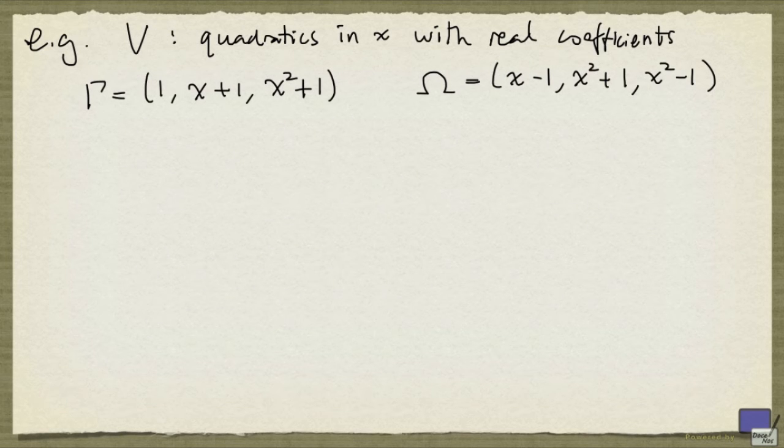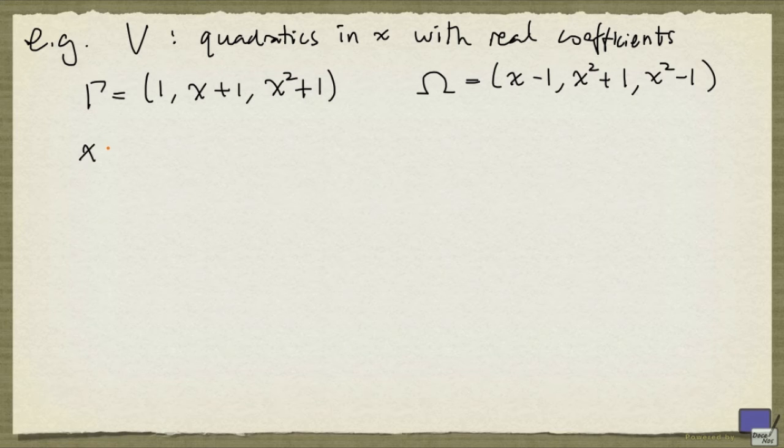Let's now look at an example. Take V to be the vector space of quadratic polynomials in x with real coefficients. And let gamma be this ordered basis here, and omega be this ordered basis here. We're going to find the tuple representations of x with respect to these bases.